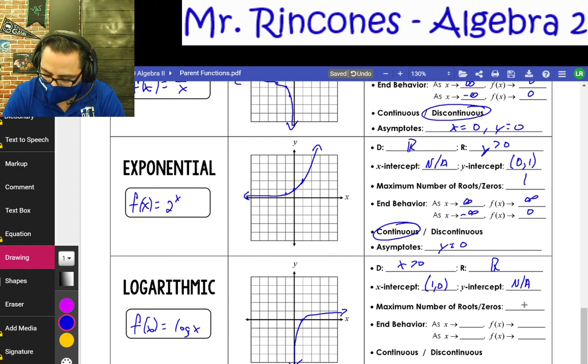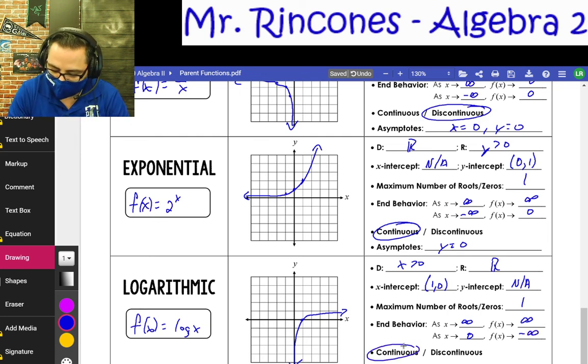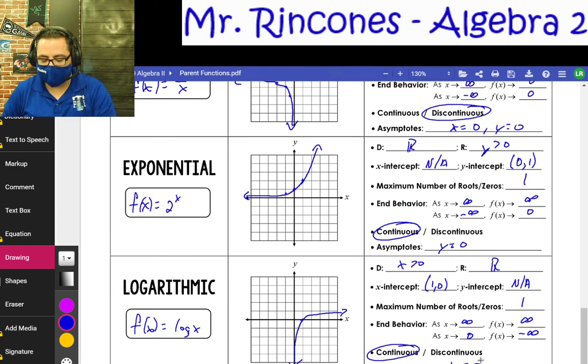Maximum number of roots or zeros is 1, and behavior as x approaches infinity, f of x approaches infinity. As x approaches 0, f of x approaches, see how it's going all the way down? Well, it's negative infinity. This one is continuous, and the asymptote is at x equals 0. So make sure you have these handy.